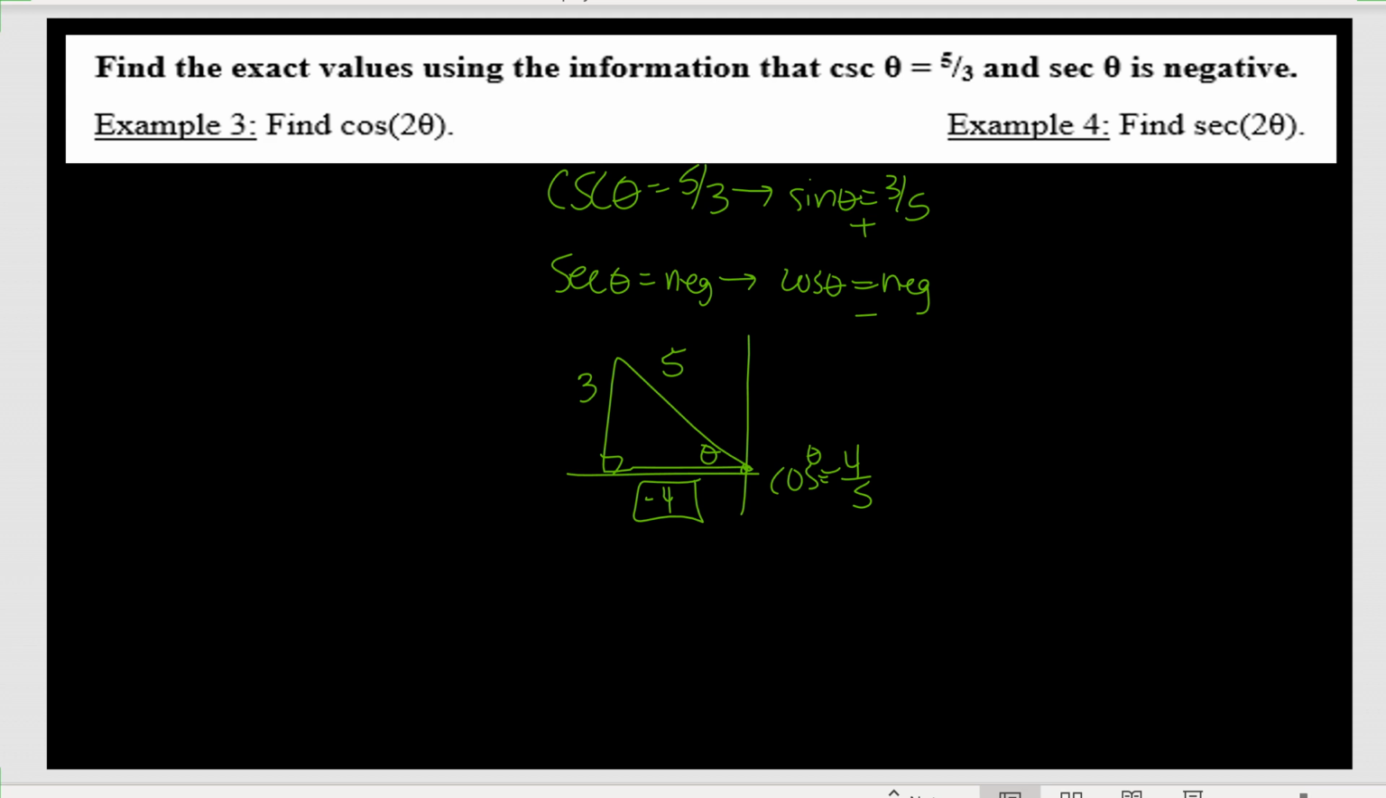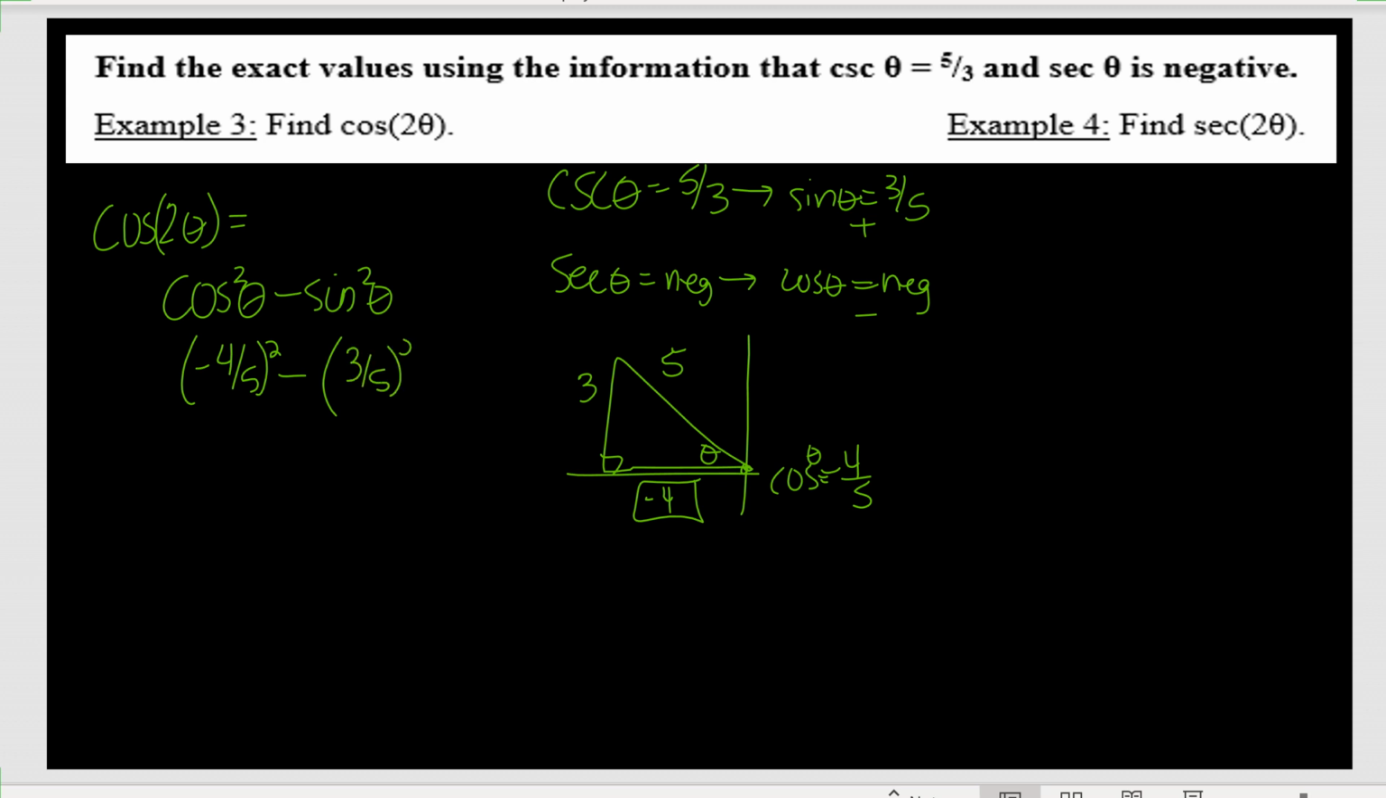Alrighty, find cosine of 2 theta. Cosine of 2 theta equals cosine squared of the angle minus sine squared of the angle. Cosine is negative 4/5, so I'm going to square that value and then subtract. Sine is 3/5, square that value. Negative 4/5 squared is 16 over 25 minus 3/5 squared is 9 over 25, which gives us 7 over 25 for cosine of 2 theta.